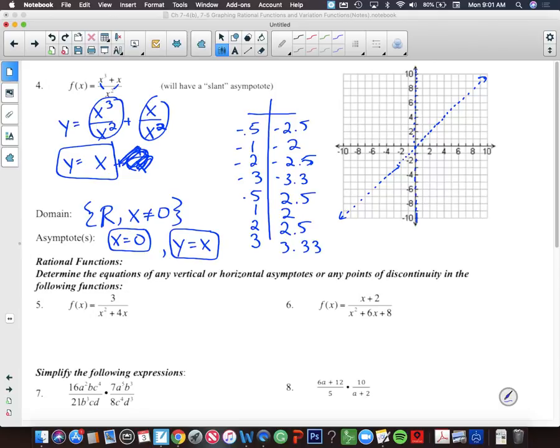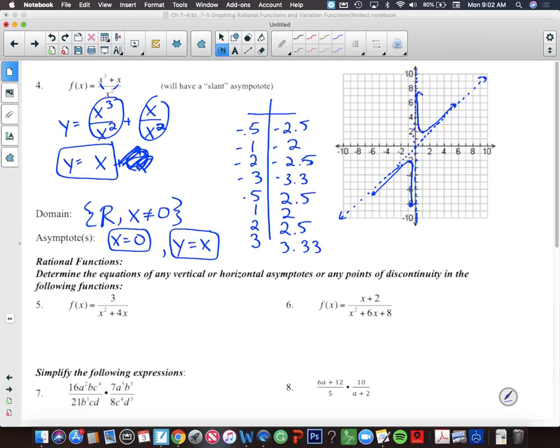So I'm going to save a little bit of time and just draw my bottom pieces there. 2.5, 2, 2.5. There, so this is going to be kind of like this. And this is going to be the same way. That's what that one's going to look like, okay?